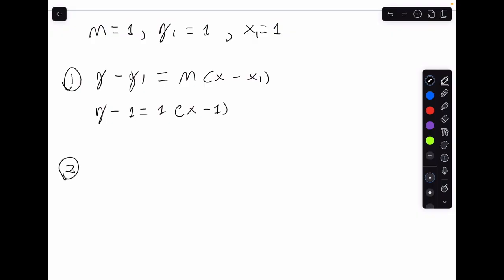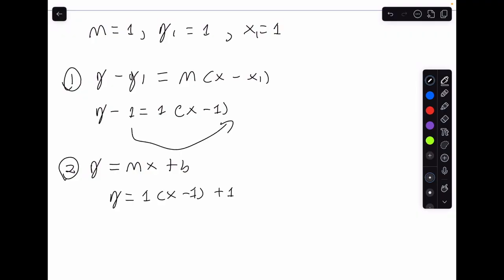The second form is just regular old y equals mx plus b. So to get to y equals mx plus b, all we need to do is take the point slope form and solve for y, while also distributing this 1 into the bracket. So y is equal to 1 times x minus 1 plus 1, because I transposed this 1 here. And now let's distribute that 1 into the bracket. We get x minus 1 plus 1. These cancel. Minus 1 plus 1 is 0. And now we have our final answer. y is equal to x.